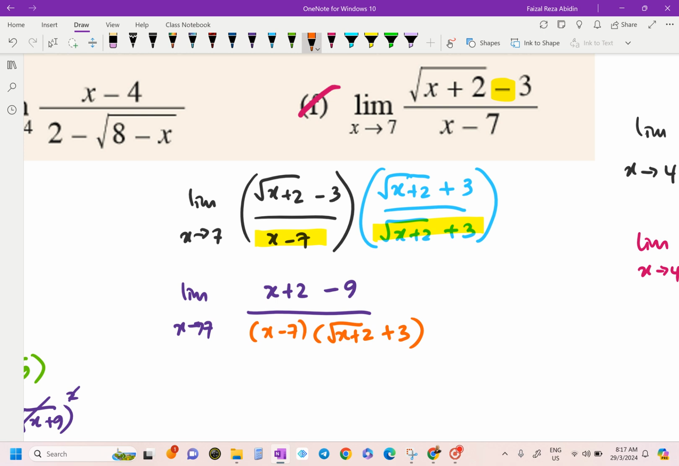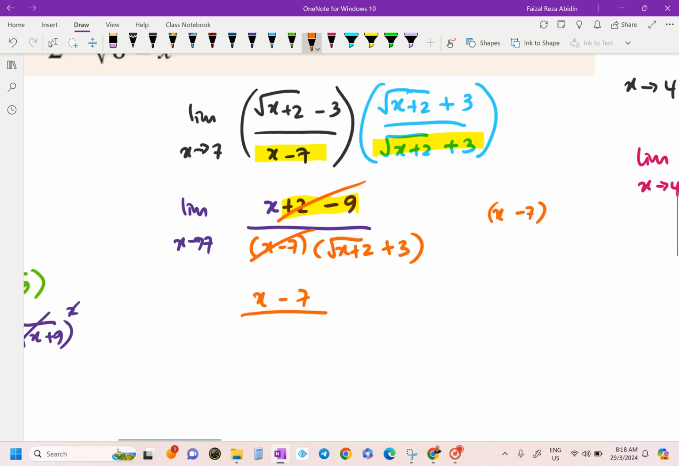Okay, our denominator. What happened over here? Actually, you can simplify this one. x plus 2 minus 9, you're going to get x minus 7, right? So straight away, you can simplify. You are going to get x minus 7 at our numerator. So I write x minus 7 over x minus 7 times square root of x plus 2 plus 3. So what happened over here? This one you can simplify.